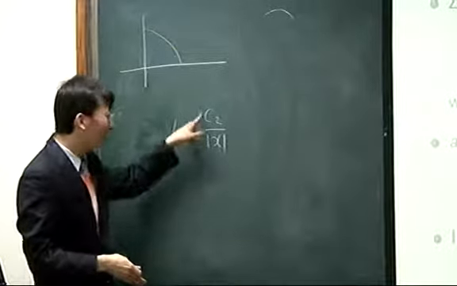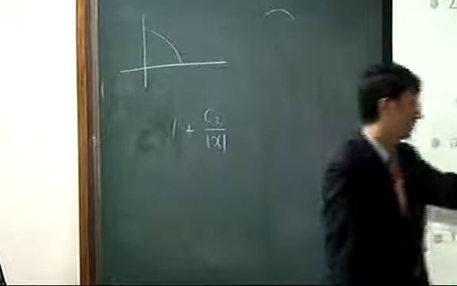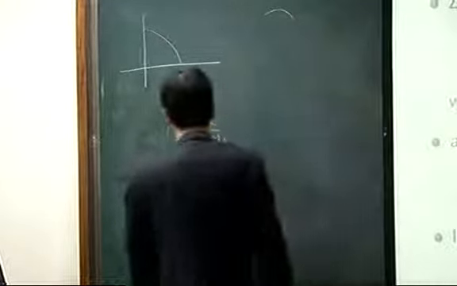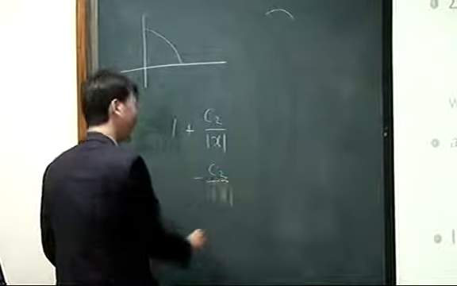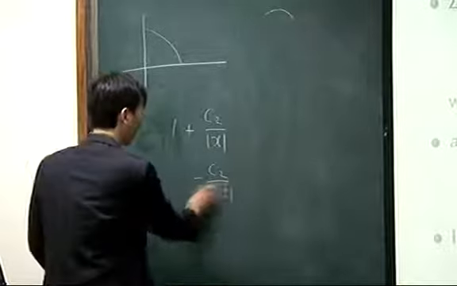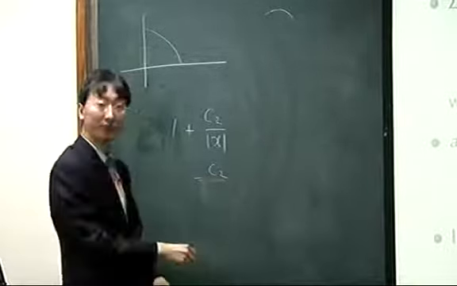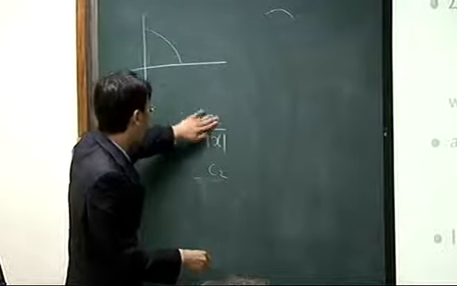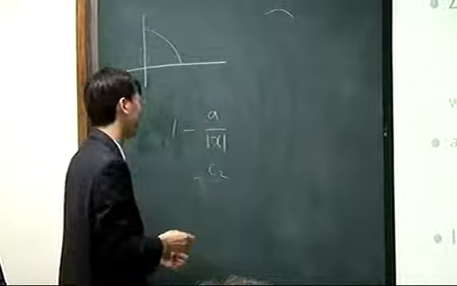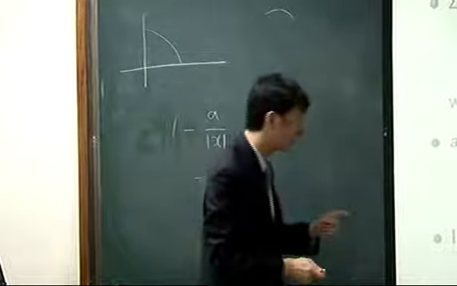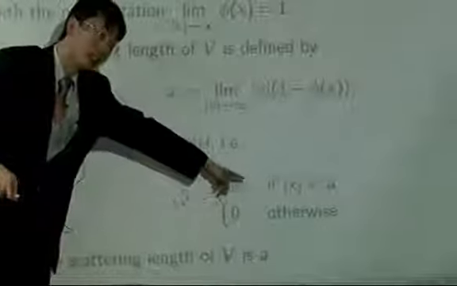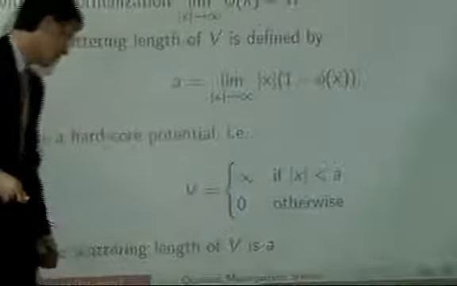What remains is C2. But then if you calculate this, we have 1 minus phi of x, so we have minus C2 divided by x. And then we need to multiply by x, so this x disappears, and we only have minus C2. This is the scattering length. So in other words, our solution must have the form 1 minus a over absolute value of x. And the meaning of this is that if you have a hard-core potential, so V is infinity if x is less than a and 0 otherwise, then if you calculate the scattering length, it is a.